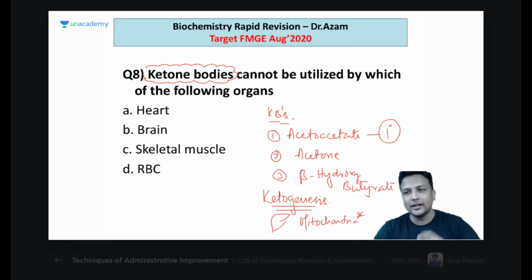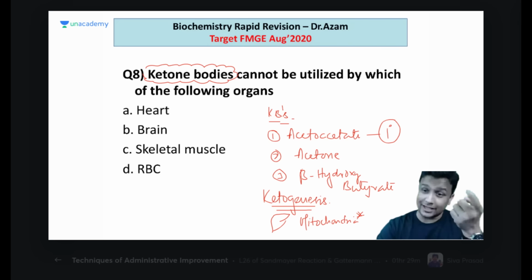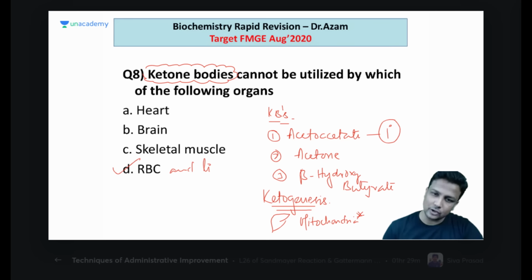And now, my dear friends, I think you all know that ketone bodies are a very good source of energy, especially during the time of fasting and starvation. Almost all the organs, even the brain, utilize ketone bodies. But the question is, which organ cannot utilize the ketone bodies? Yes, that is your RBCs. Your heart, your brain, your skeletal muscle, all of them can utilize. But remember RBC, and add one more thing, even the liver cannot utilize the ketone bodies, guys.